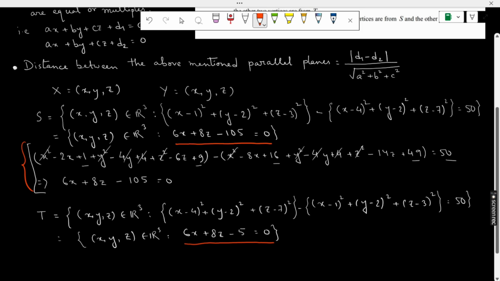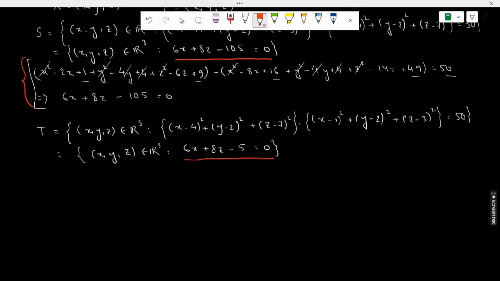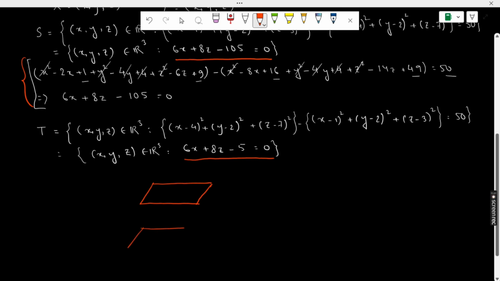So if we think there are two planes, not only are they planes, they are parallel planes because the coefficients of x, y and z are the same. So we have two parallel planes. Points from the first plane lie in S and points from the second plane lie in T.